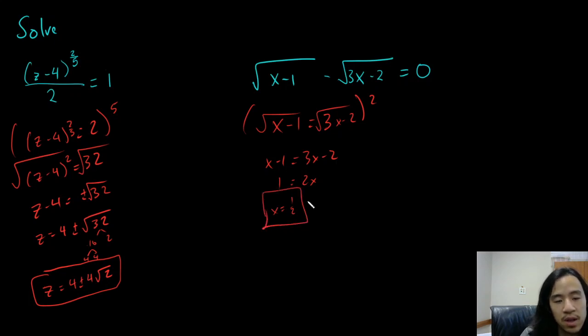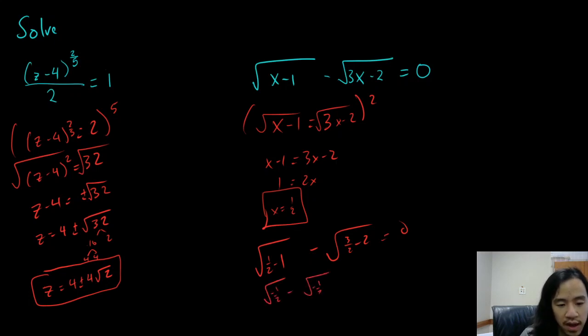And if you plug this in, you should see that it's actually kind of interesting. So you get the square root of 1/2 minus 1 minus the square root of 3/2 minus 2 equals 0. So actually, this is a negative 1/2 minus the square root of negative 1/2, which even though these are both imaginary numbers, you can subtract those and you still get 0. So this is actually true. Alright, so let's move on to the last example here.